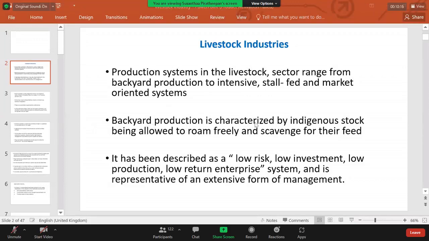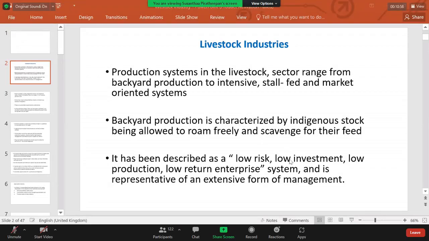The backyard production is characterized by indigenous stock being allowed to roam freely and scavenge for their feed. That's what usually happens at home. Backyard production usually means indigenous breeds, not improved breeds most of the time. Indigenous breeds belong to our country, and you are not worrying about their feeding. You just send them freely, and they get their own food. You don't spend much time on the animal. You send the animal for feeding, and late in the evening you get the animal back.